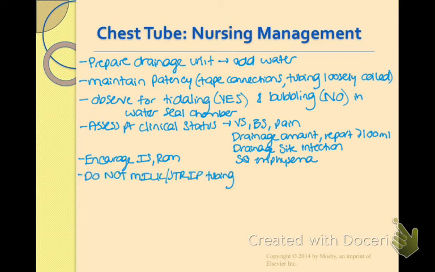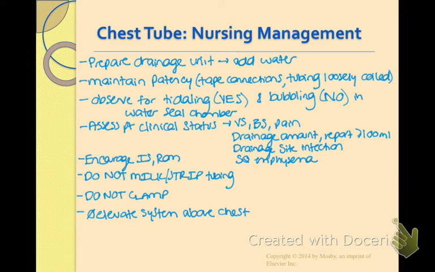Do not milk or strip the tubing, and do not clamp. So the reason we don't do that is because of the tension pneumothorax. Whenever we clamp down or milk it, milking means to squeeze the tubing and pull it, that's going to cause that pressure to increase within the lung cavity. So we want to keep a negative pressure, right? We're trying to pull that lung open. So if we clamp down, what we're doing is putting a positive pressure on the lung and allowing it to collapse and possibly causing a tension pneumothorax.